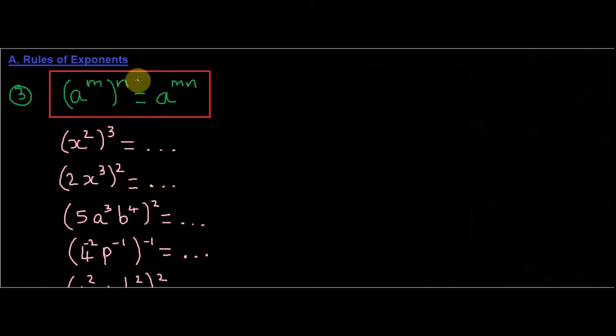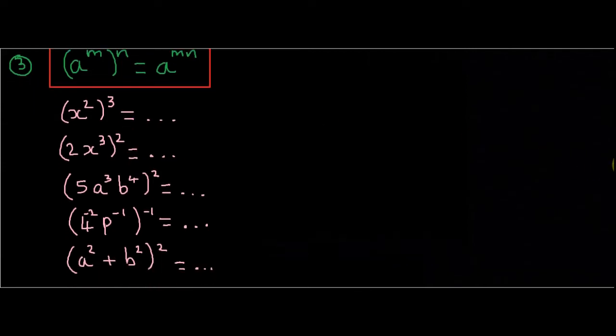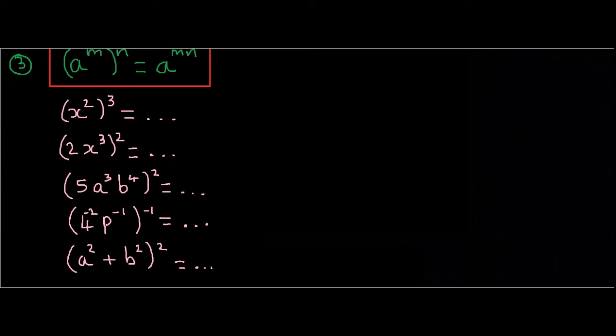We now come to the third rule. When we have brackets, we multiply the powers. So a to the m all to the n is a to the m times n. Once again, just do these quick questions before looking at the answers. So x squared all cubed, we multiply the powers. So it's 2 times 3, which is 6, so it's x to the 6.